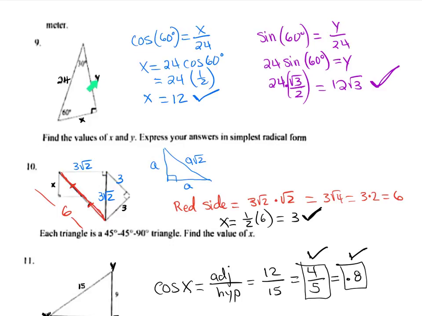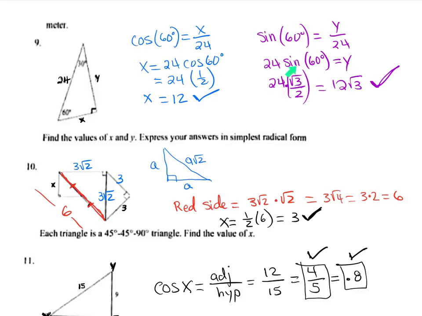Now, y, in relationship to the angle 60, is the opposite side. Y is the opposite side of 60. And then 24 is still the hypotenuse. So that would be sine. Sine of 60 is opposite over hypotenuse, or y over 24.